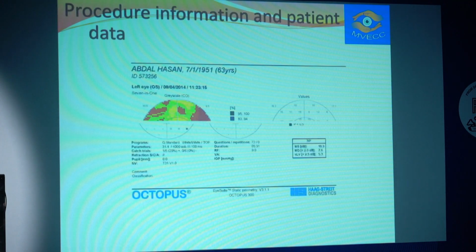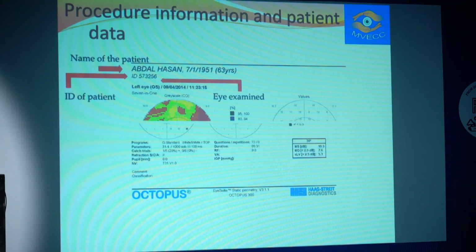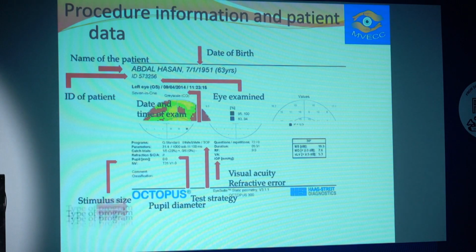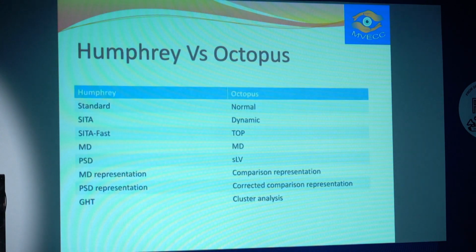This is the upper and lower part of the procedure information. We have the name of the patient, the ID of the patient, the eye examined, the date of birth, the date and time of the exam, the visual acuity, the refractive error, the pupil diameter, the test strategy, the stimulus size, and the type of program. So almost everything here is similar to Humphrey's.